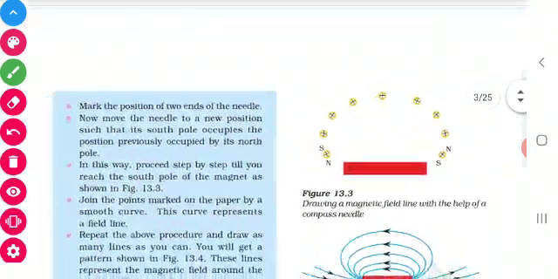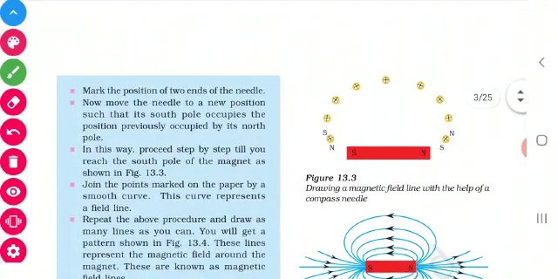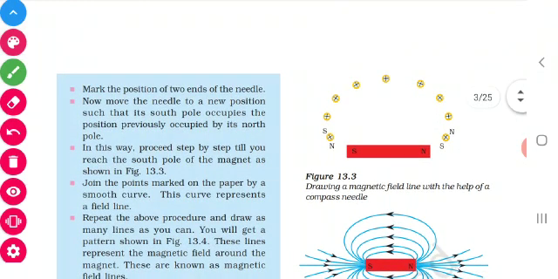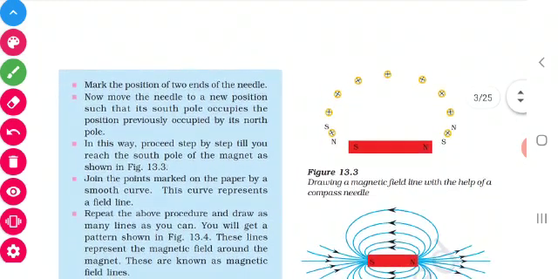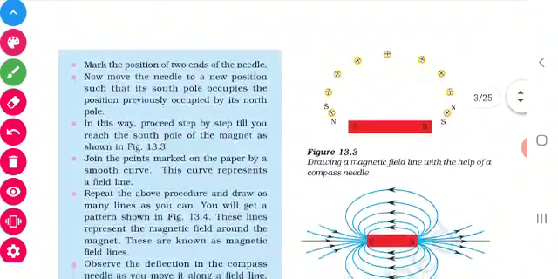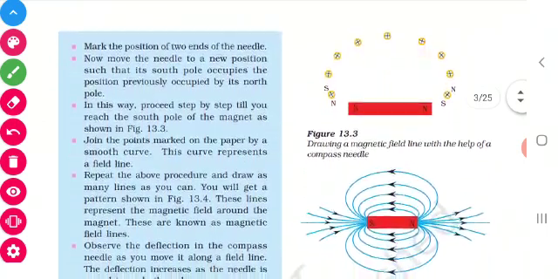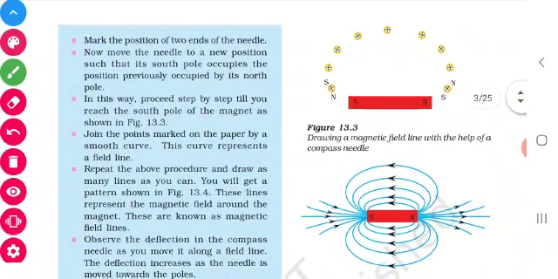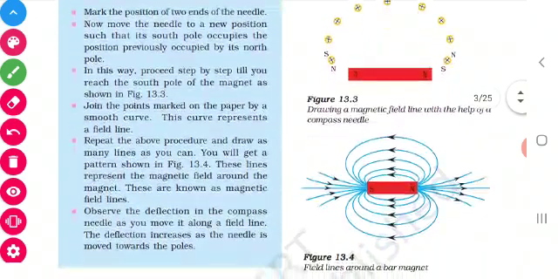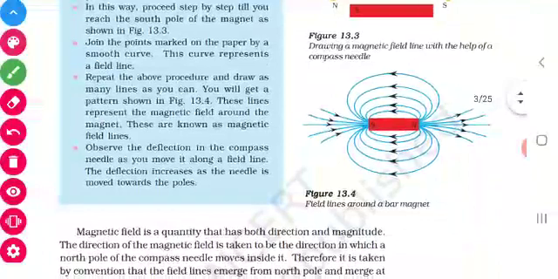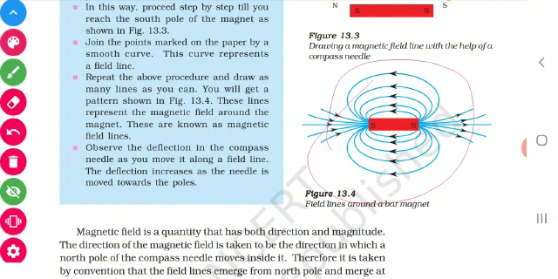You have to mark the positions of the two ends of the needle, as they align themselves. Then we move the compass in this manner and mark the points on the paper, joining them using a smooth curve. So we can get lines like this. These lines around the bar magnet are called magnetic field lines.